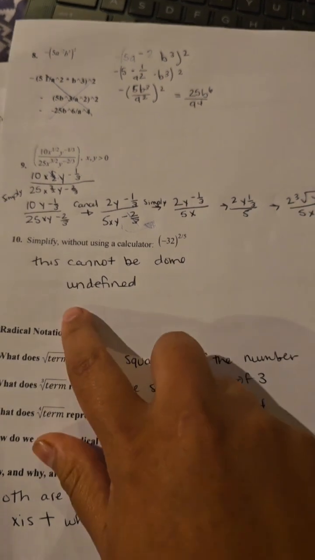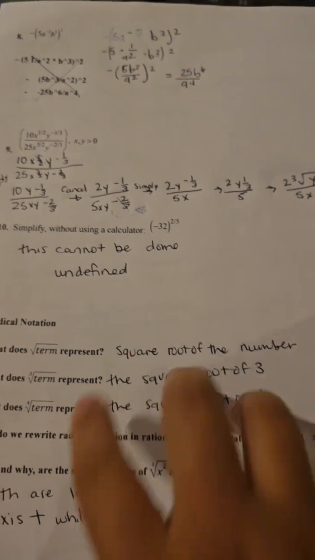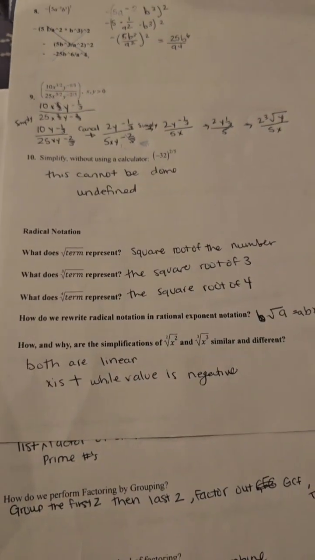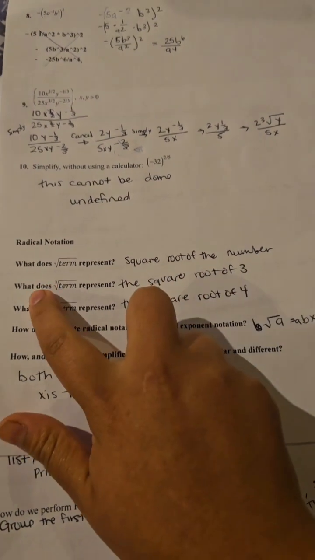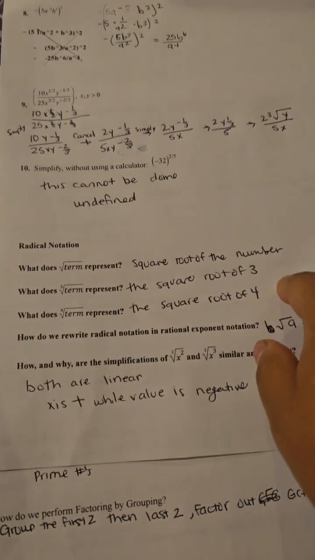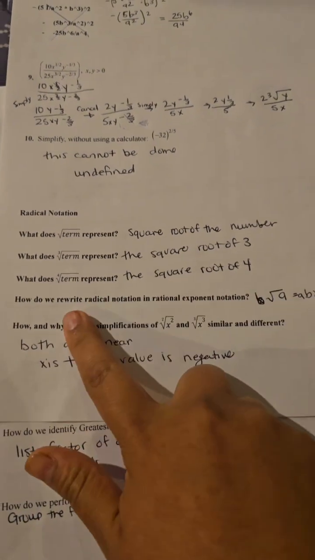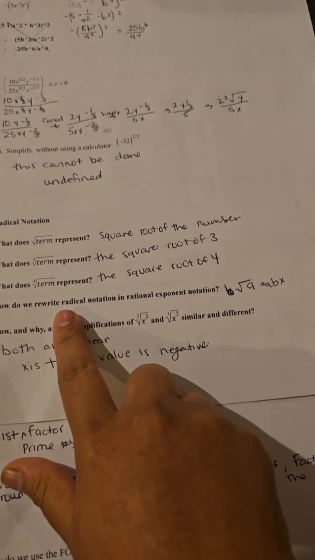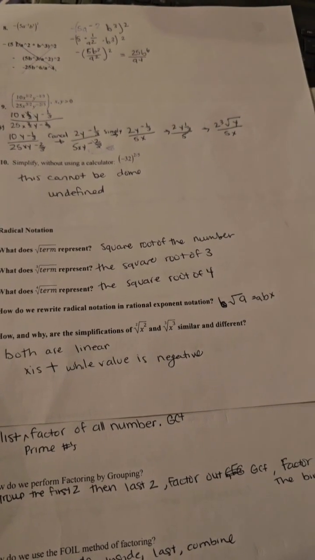So, simplify without a calculator. I don't believe this. This is undefined. You cannot simplify it. So, this term means the square root of a number. The 3 means the square root of 3. The 4 means the square root of 4. How do we rewrite the radical notation in an exponent?